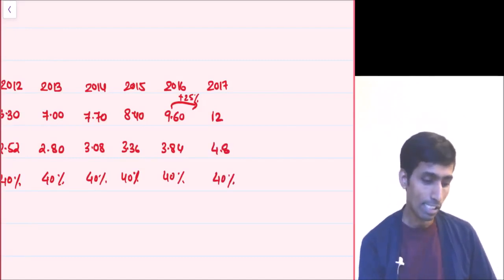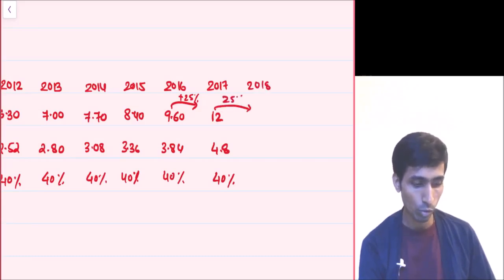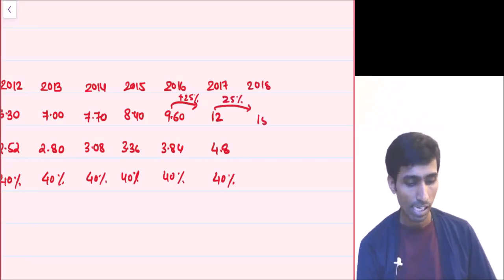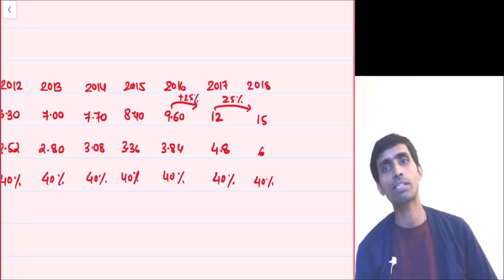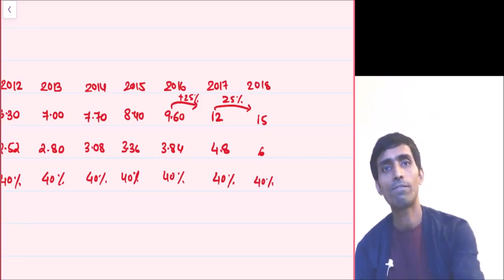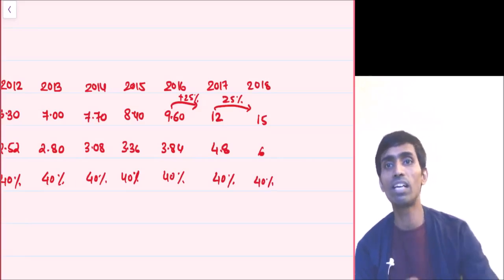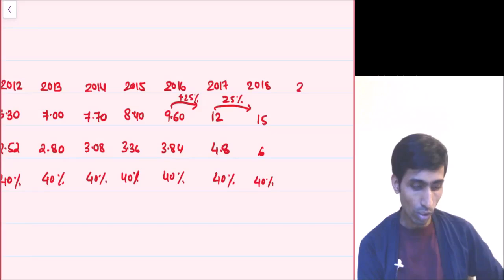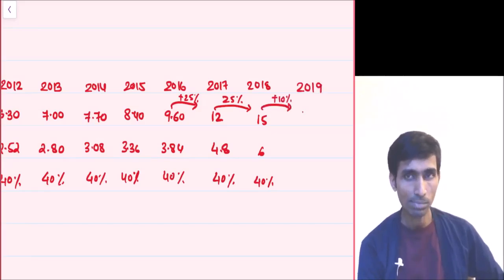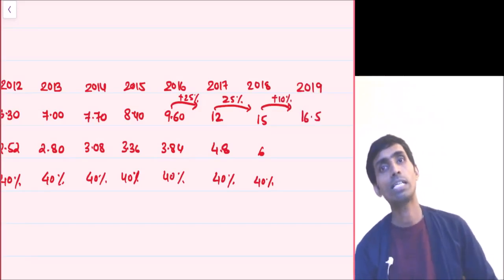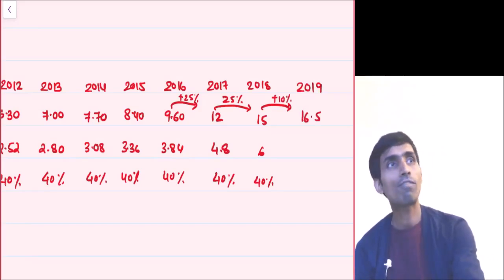Now what happens? In 2018 they are saying next year again this will increase by 25% for 2 years. So 12 becomes 15 and 4.8 becomes 6. Again the dividend payout is 40%. The earnings are likely to grow by 10% from the third year onwards. So in 2019, this will grow by 10% plus 10%. So it becomes 16.5. Now it becomes 16.5.